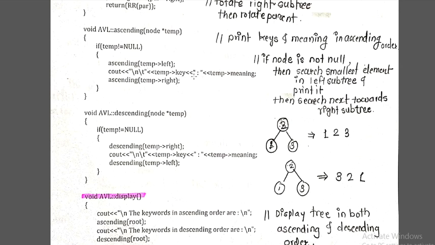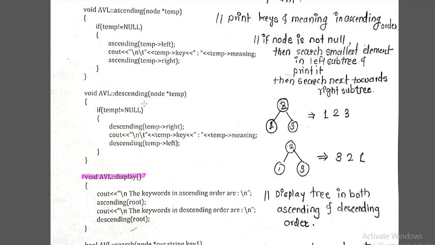Then we have to print that node, meaning its key as well as its meaning. Then we have to print the node which is on the right. Like here, the example given is 1, 2, 3. If we want to print in ascending order, we have to go towards the left first, then we'll print 1, then that root, and then towards the right subtree. So in this way we have to print in ascending order.